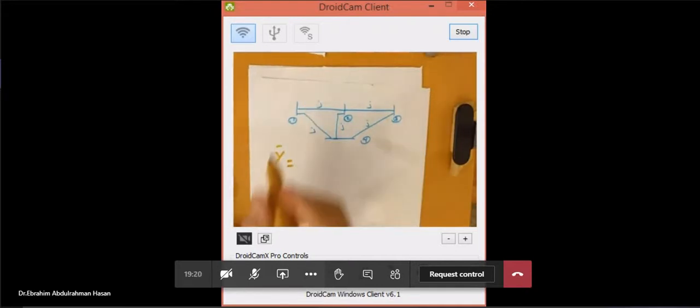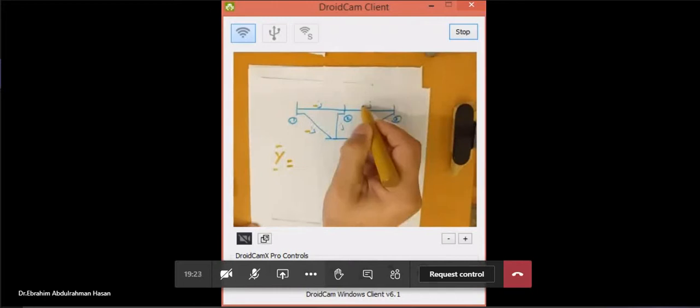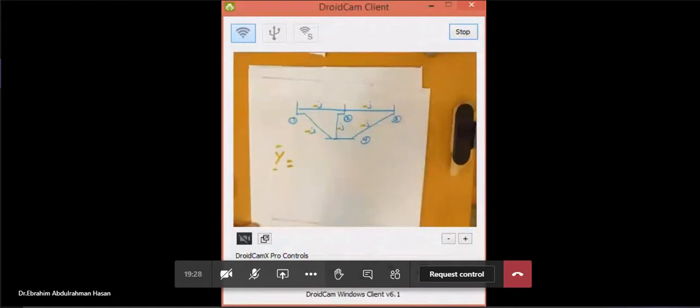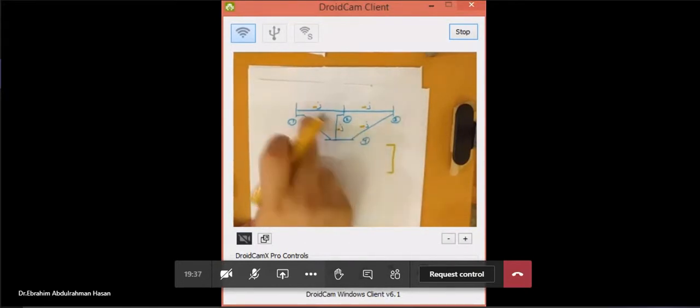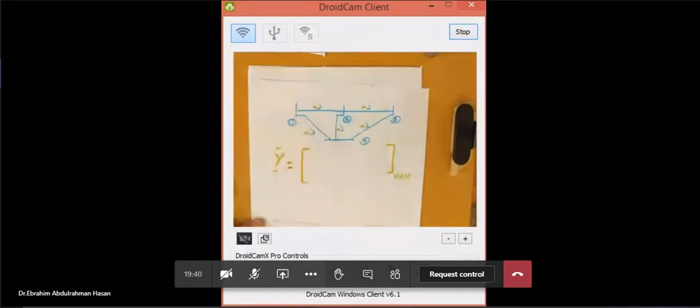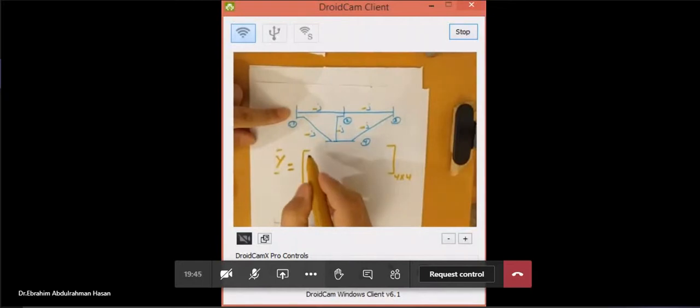Then for the Y matrix, we have 4 buses, so we should get a square 4 by 4 matrix. So start from number 1. The total admittance connected with 1 is equal to minus j2. Common with 2, it is minus j, so it's a plus j. Common with 3, we don't have anything. Common with 4, minus j, so it is equal to j.